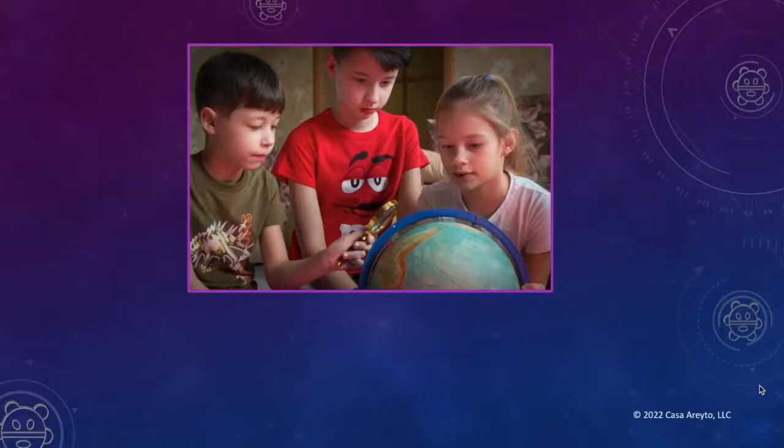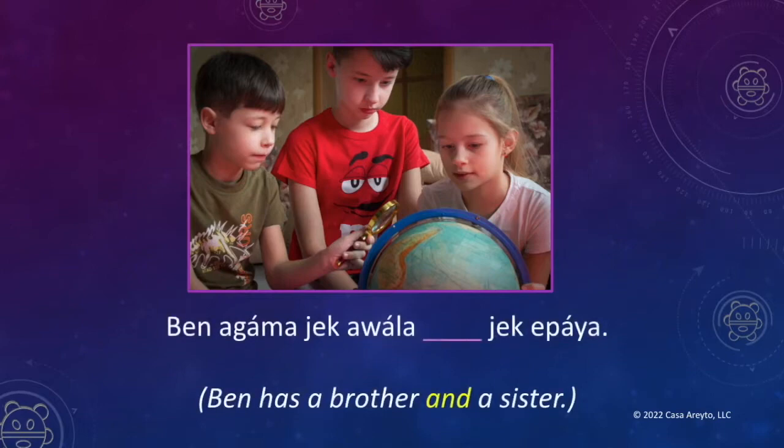Let's go. Let's take a look at this first picture. Ben has a brother and a sister. So, how do we fill in this blank? What is the conjunction that we need to use? That's correct. Ota. Now read the whole sentence with me. Ben agama hek awala ota hek epaya. Ben has a brother and a sister.